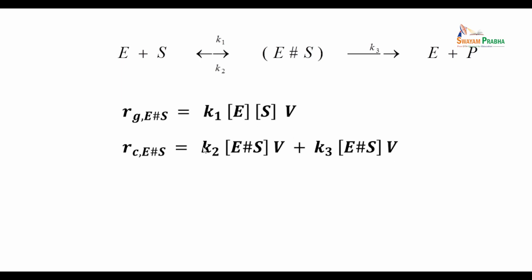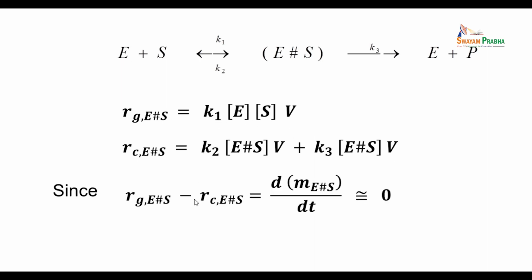So this is the rate of generation, rate of consumption, and so the mass balance turns out that the rate of generation minus the rate of consumption, rate of accumulation is 0. This is what we have already seen as the pseudo steady state assumption, and therefore the rate of generation of the enzyme substrate complex equals the rate of consumption of the enzyme substrate complex, because this is equal to 0 in the previous step.